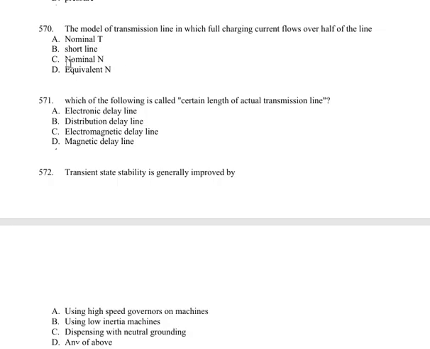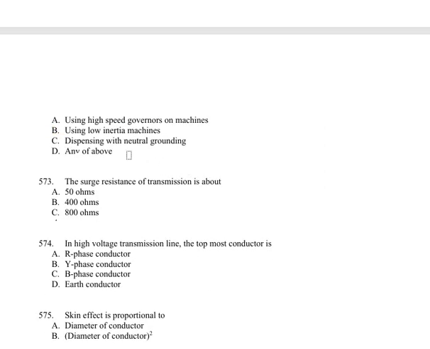The model of transmission line in which full charging current flows over half of the cycle is nominal N, nominal T. The correct answer is nominal T. Which of the following installs a certain length of actual transmission line, a distribution delay line? Transient state stability is improved by using high-speed governors or machines.